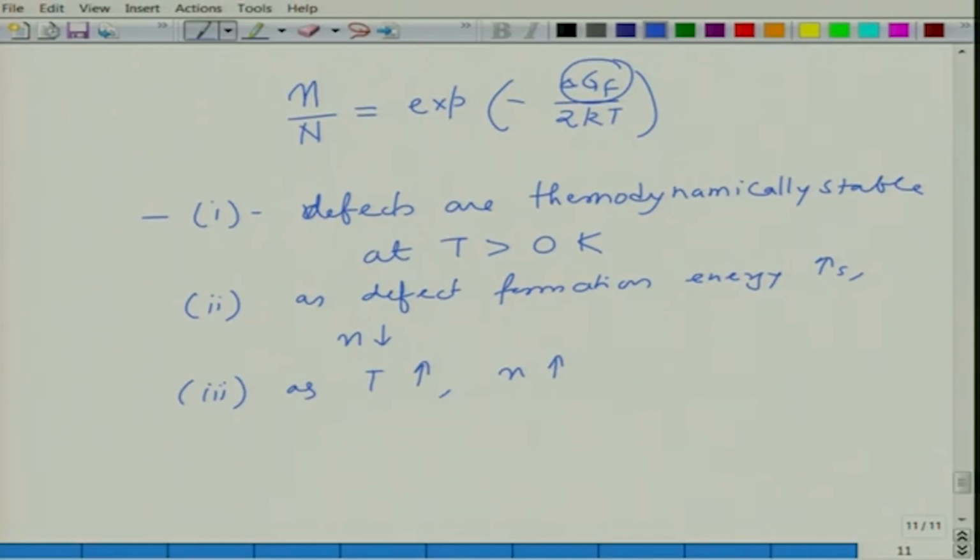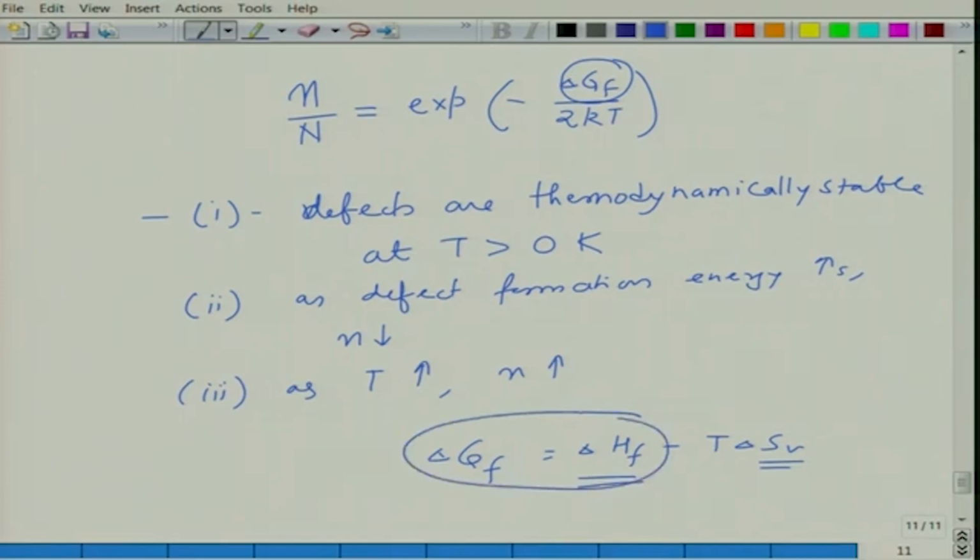You can further simplify this. You can write this delta Gf as delta Hf minus T delta Sv, where delta Hf is the enthalpy of formation of defects and delta Sv is the vibrational entropy change. But it is approximated as delta Gf equal to delta Hf, because the vibrational entropy change is very small. Hence you approximate n by N to be equal to exponential of minus delta Hf divided by kT, where Hf is the enthalpy of formation of defects.